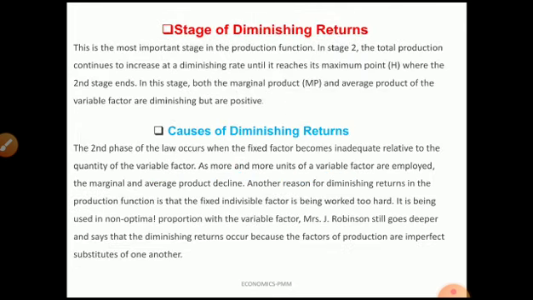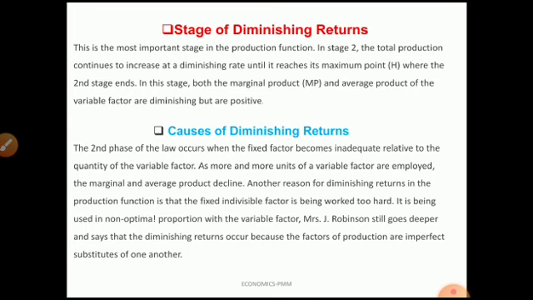Now, stage 2, diminishing returns. Already know in this stage, the total production continues to increase at a diminishing rate until it reaches its maximum point H, where the second stage ends. In this stage, both the marginal product and average product of the variable factor are diminishing, but point to be noted, both are positive. Now, what are the causes for this stage?